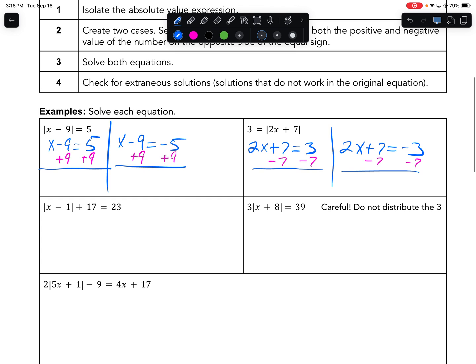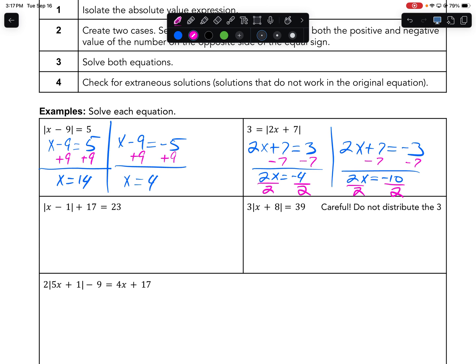Okay, so on this left side, we get x equals 14. On the right side, we get x equals 4. The equations over here, we get 2x equals negative 4, and we get 2x equals negative 10. What's the last step on these equations? Divide by 2. Both equations. That's why it's a two-step equation. It's literally as simple as that.